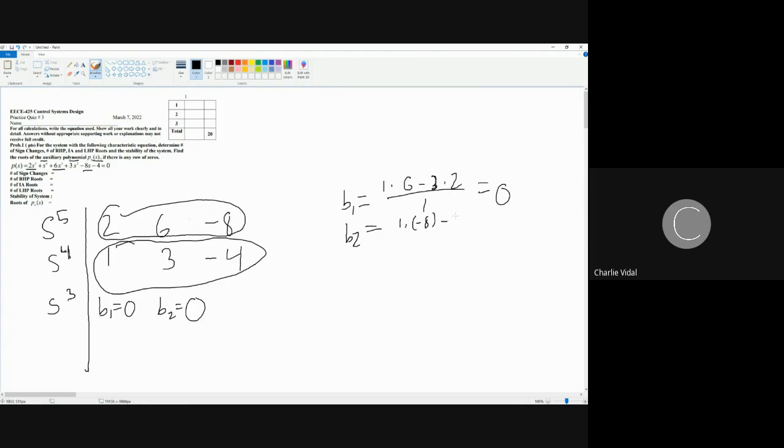Minus 2 times negative 4 over 1, and that's also equal to 0. So that right there is proof enough that it's always going to be a row of zeros. That's one thing that you can always check on the quiz. And we're going to box this off, and we're just going to put some dashes through there.